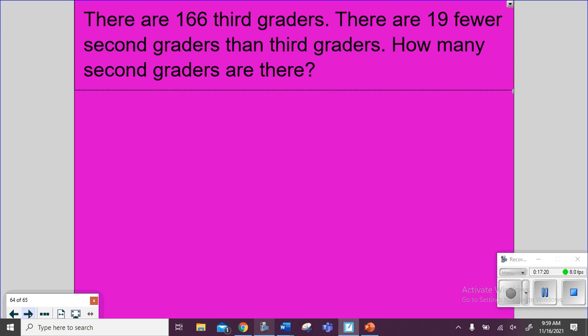Stop coloring pictures, please. Oh, I know, what am I counting? Third graders. Nope, I am not counting third graders. Look at that question. It is asking me, how many second graders are there? That means I must be counting second graders.